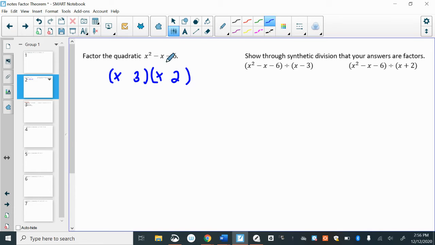If this sign's a minus, the signs will be different. The bigger number is going to be what this sign is, and the other one will be a plus. That means that x is equal to 3 and x is equal to -2.